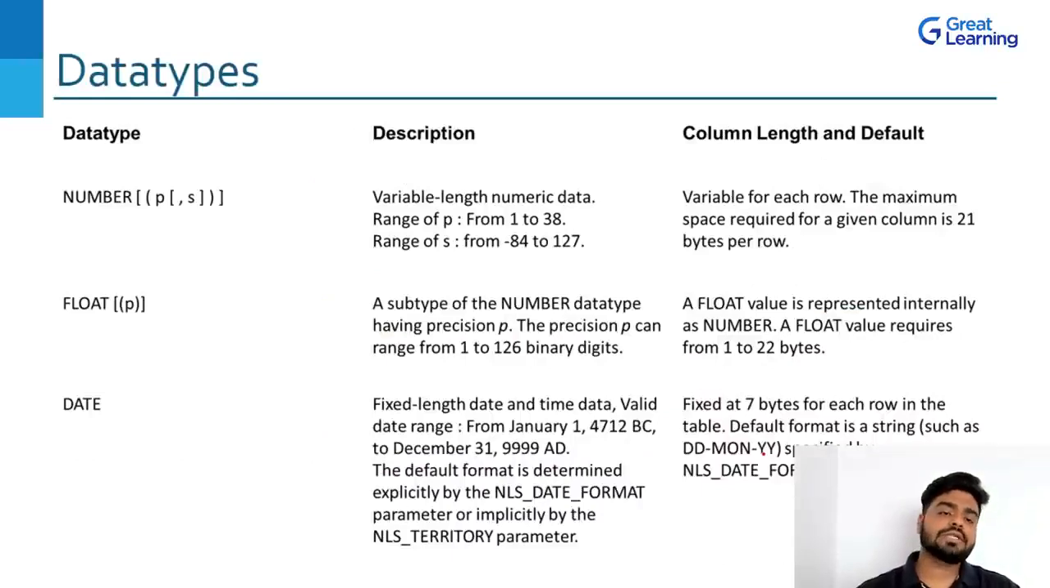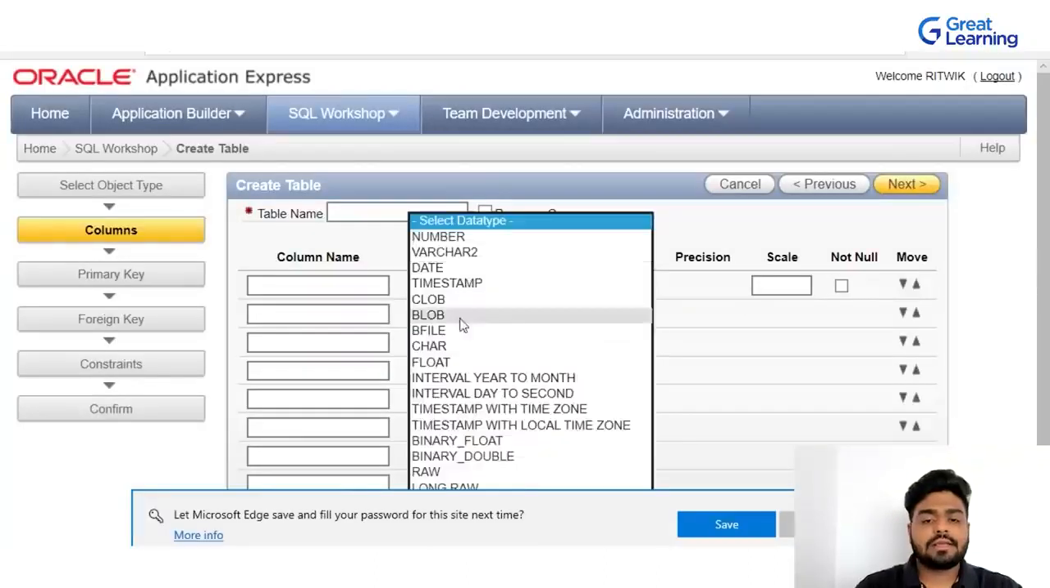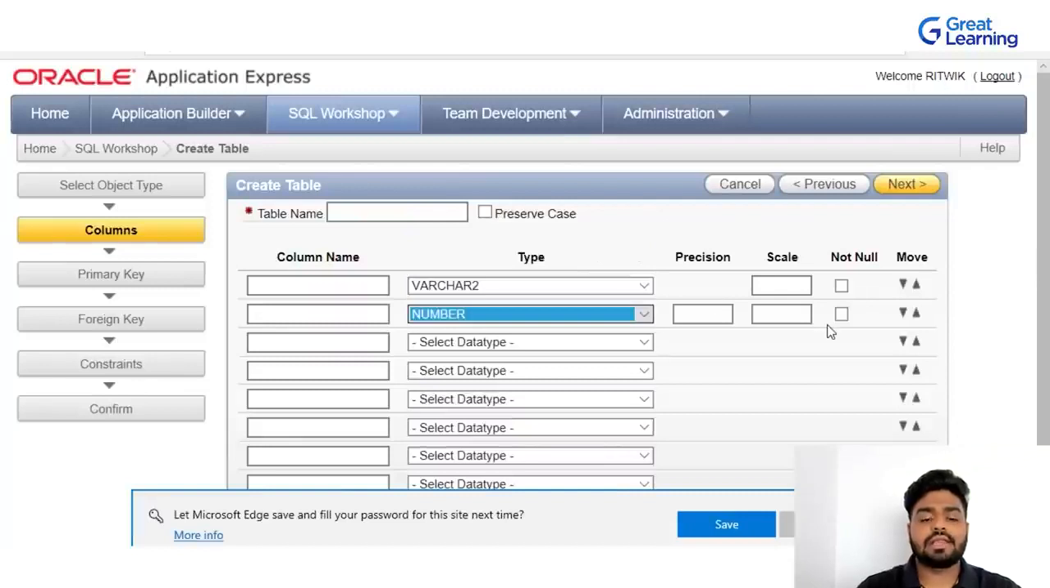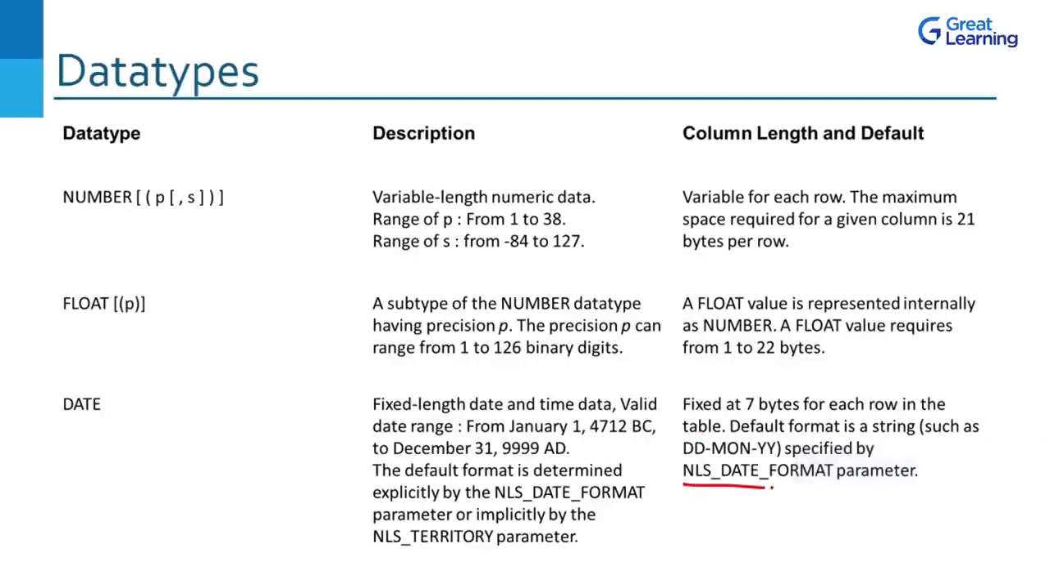In number, we have two things. If you remember, in the Oracle database I've shown you two things as well. In varchar we have a size, but in number we have precision and scale. Precision goes from 1 to 38 and scale goes from -84 to 127. We have similarly float and then date, and for date we have the normal format, which is dd, mm, yy. If you want to use it, you have to use the NLS date format parameter to use the date property.